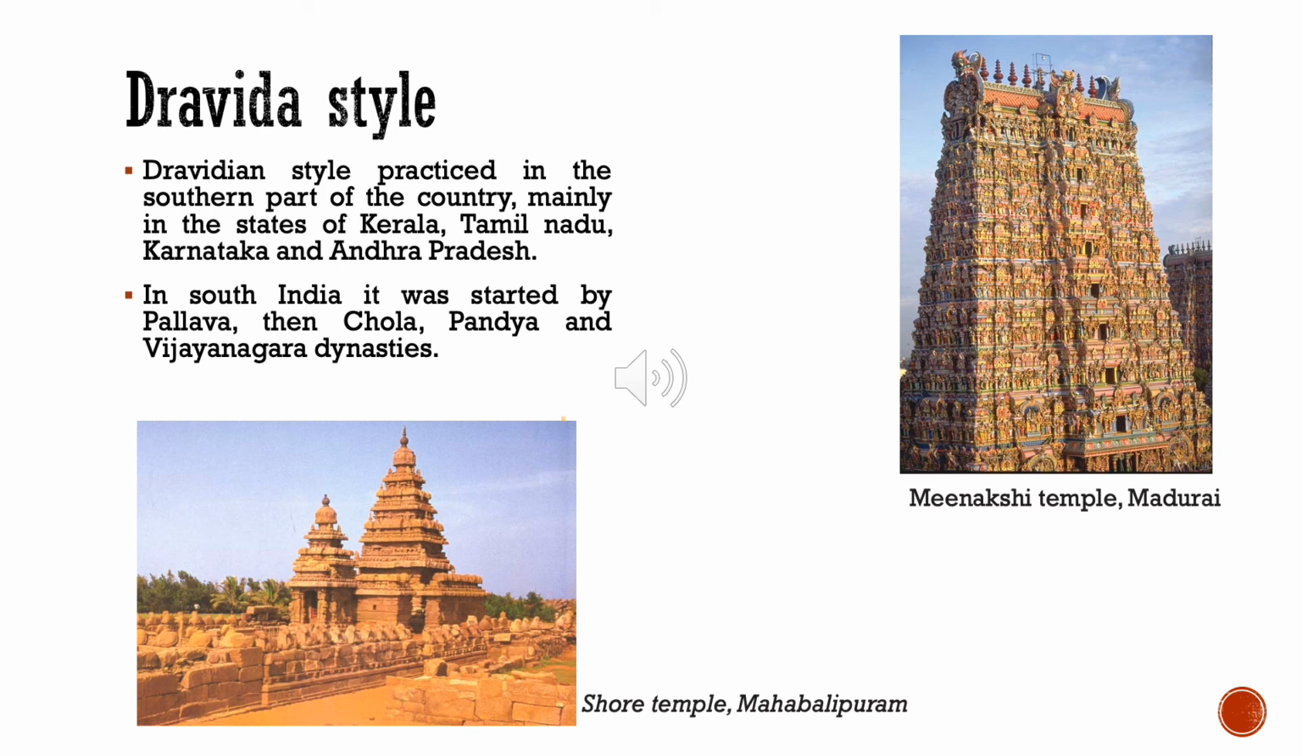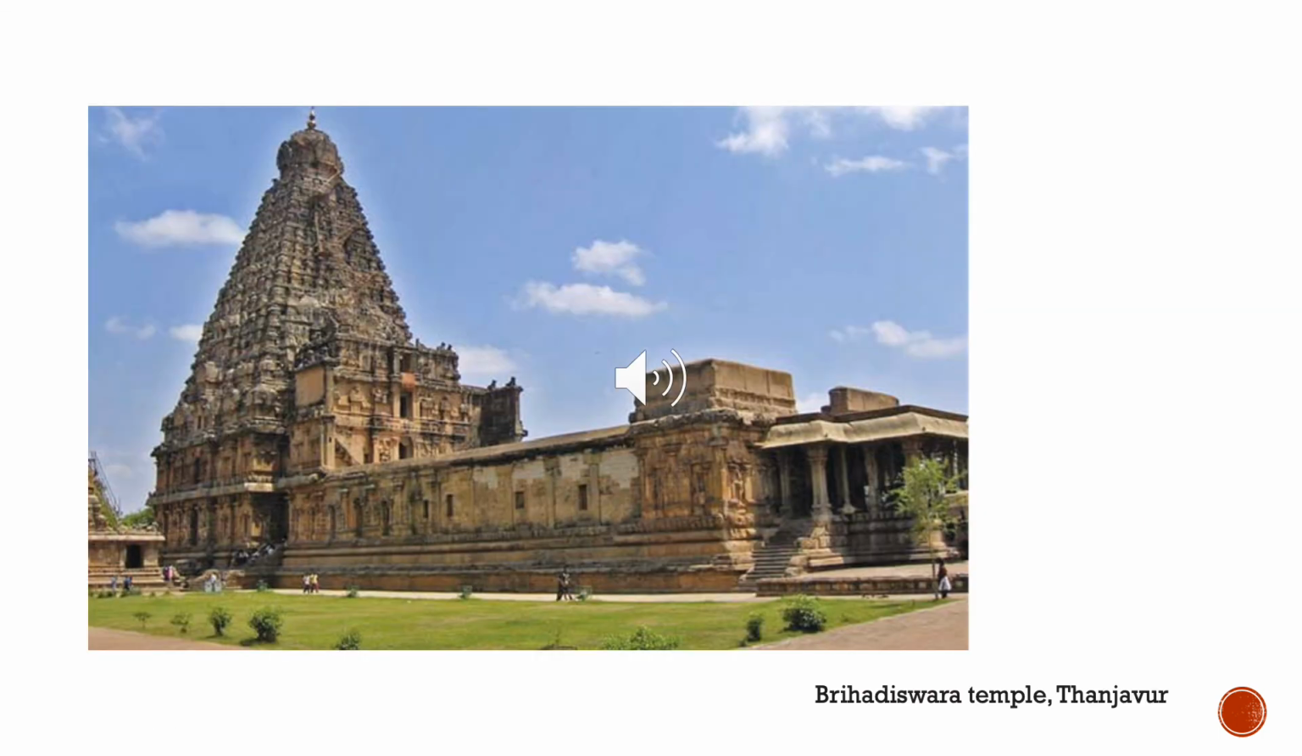Dravida style. The Dravidian style is practiced in the southern part of the country, mainly in the states of Kerala, Tamil Nadu, Karnataka and Andhra Pradesh. Karnataka is a bit controversial because Vesara has been included in Karnataka also. In South India, it was started by the Pallava period, then the Chola, Pandya and Vijayanagara dynasties followed it throughout their dynastic period. Here you can see the Gopuram of Meenakshi temple and the famous Shore temple of Mahabalipuram on the left side. One of the greatest examples of Dravidian style temple architecture is shown here, the Brihadeeswara temple, Thanjavur, built in 1010 by Rajaraja Chola.